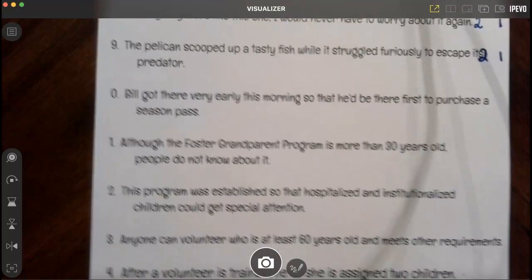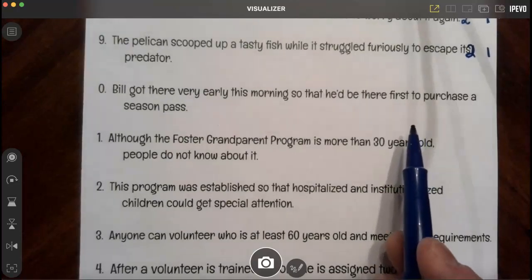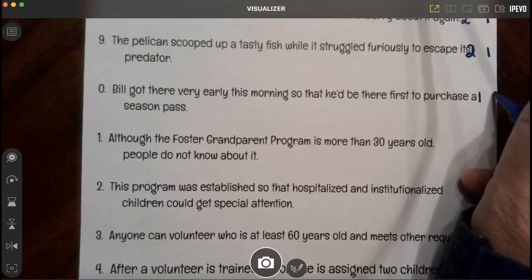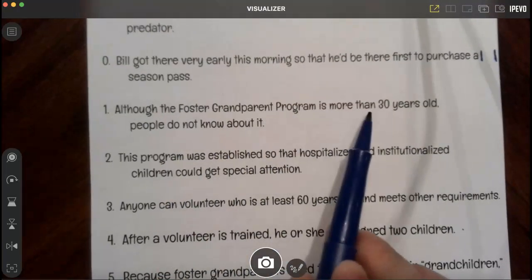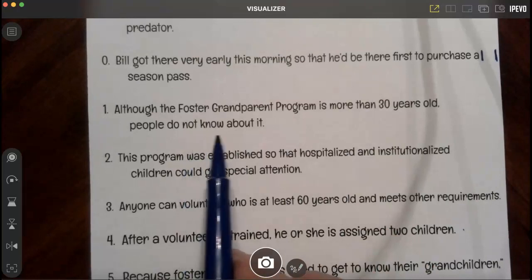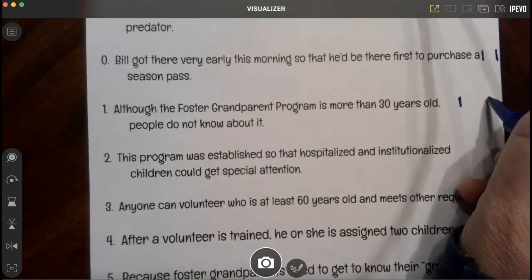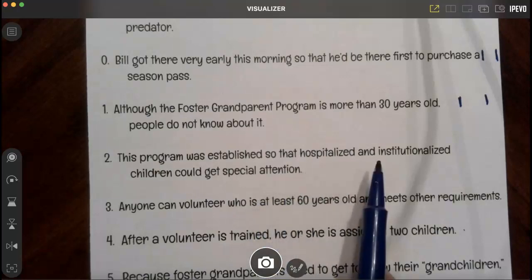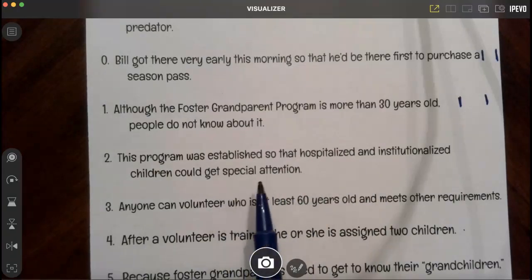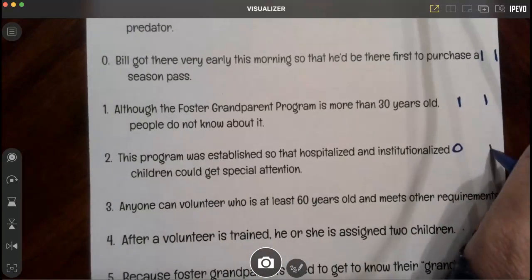Bill got there early this morning so that he'd be there first to purchase a season pass. I see one phrase and one clause. Although the foster grandparent program is more than 30 years old, people do not know about it. There is one phrase and one clause. This program was established so that hospitalized and institutionalized children could get special attention. No phrases, but one clause.